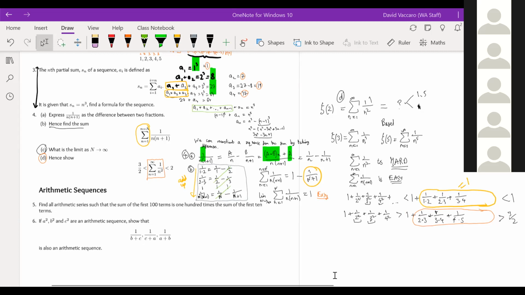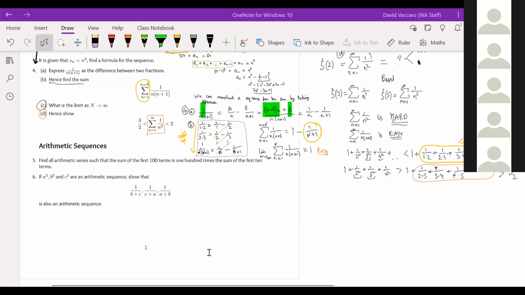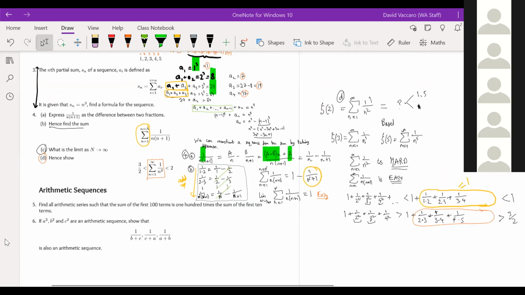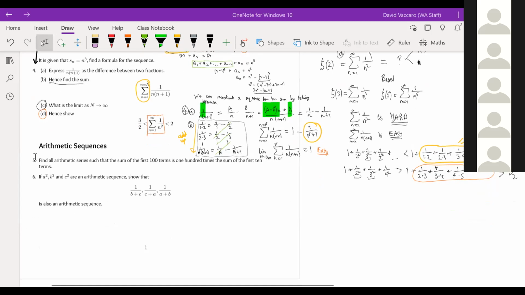Any questions at this point before I continue? Okay, good. Next couple of questions are on arithmetic sequences. Now, I know we're keen to get on to Taylor series, so I'm just going to do one of question 5 and 6, because I think arithmetic sequences are relatively familiar. I might come back to it later if I've finished with the Taylor series.